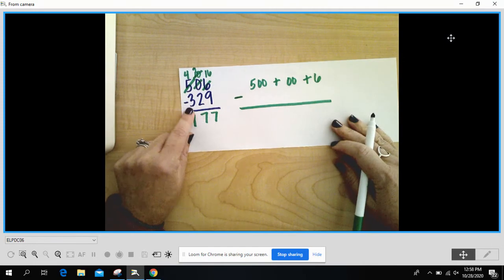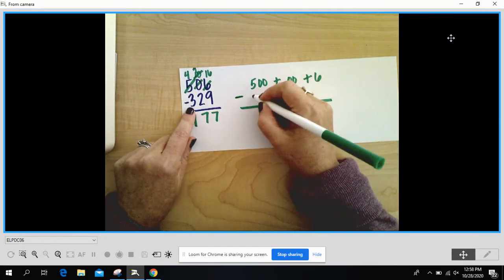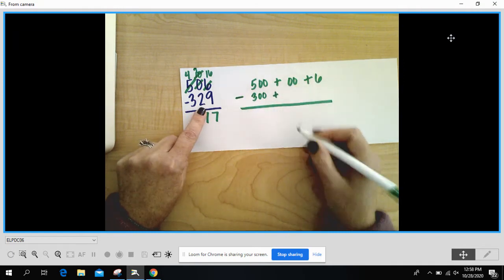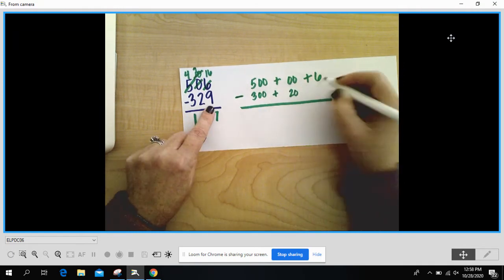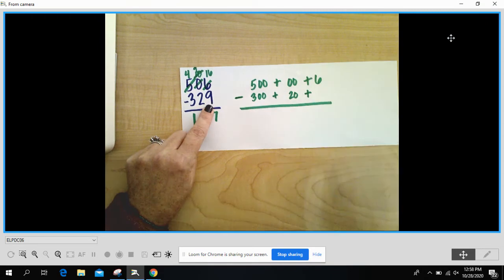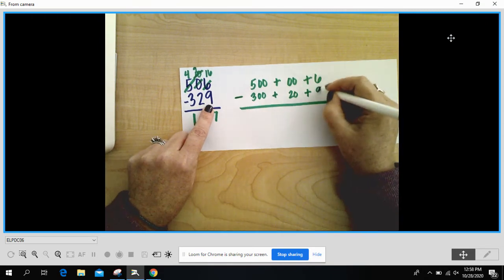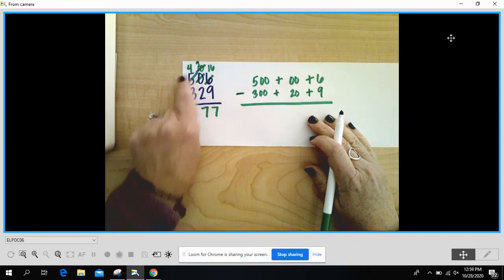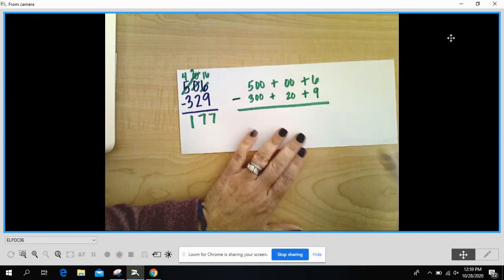All right, let's look at this 329. The value of the 3 is 300. The value of the 2 in the tens place is 20. And then the value of the 9 in the ones place is 9. So showing you this in expanded form is really just what all of this means. All right, so here we go.